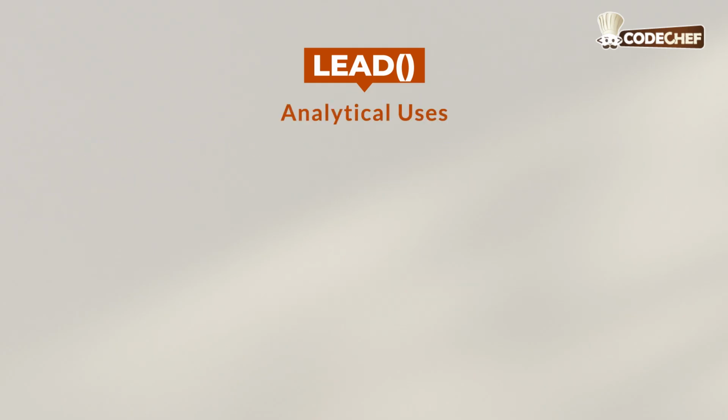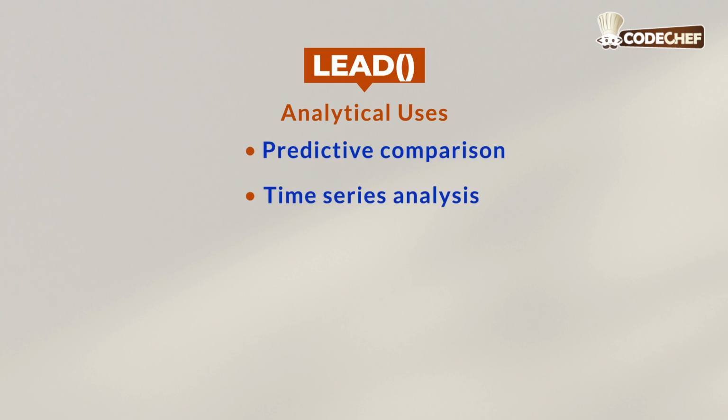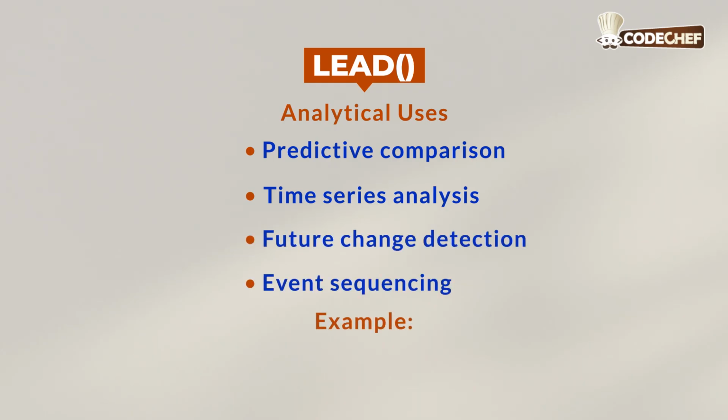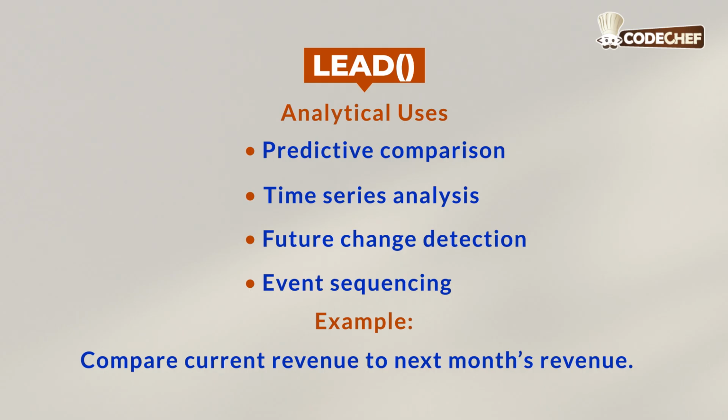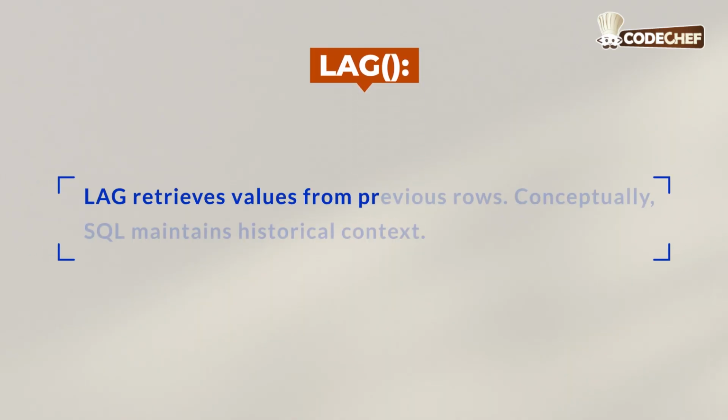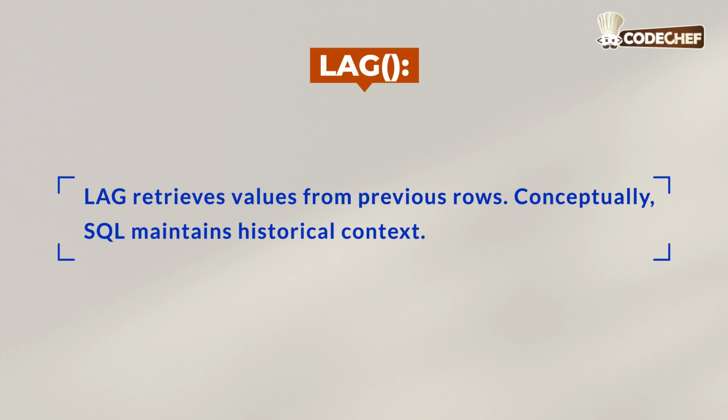Now what are the uses of this function? It is used for predictive comparison. It is also used for time series analysis, future change detection and event sequencing. For example, we can use the lead function to compare current revenue to the next month's revenue. Next analytical function is lag. Lag retrieves values from previous rows. Conceptually, SQL maintains historical context. So the lag function works exactly opposite to the lead function. Using the lead function, we are trying to perform predictive analysis, while lag is used to get historical context of data.